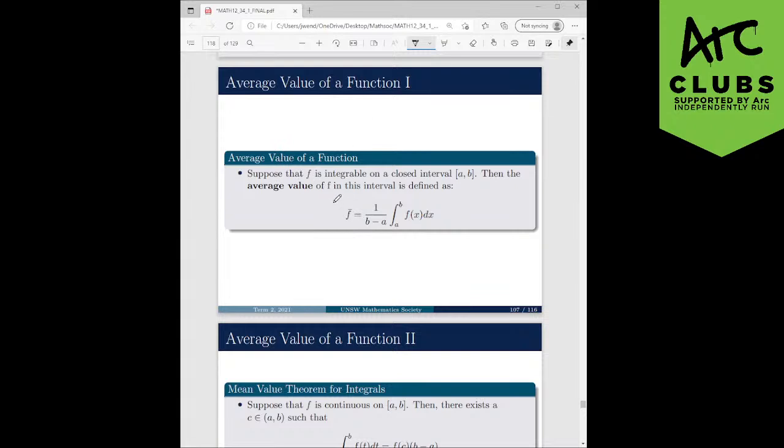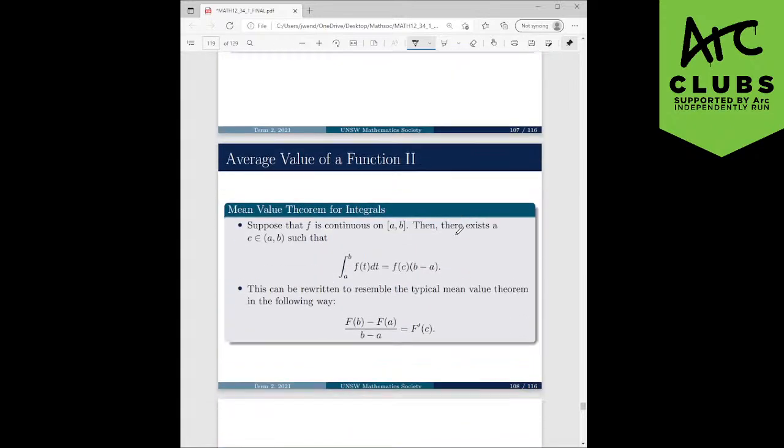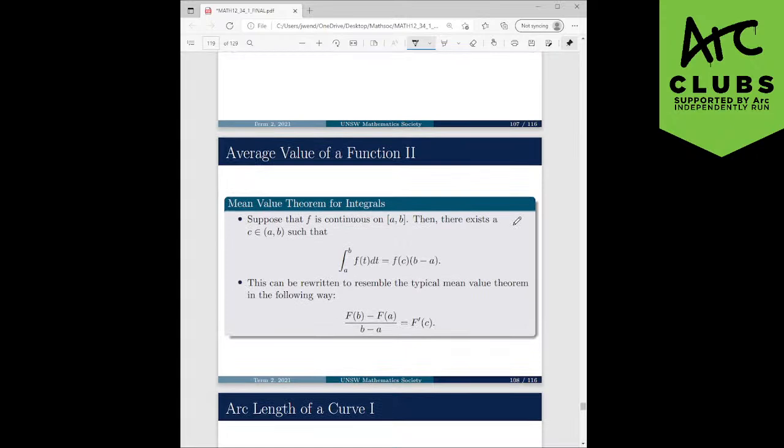We have a formula here. Just go ahead and memorize it. This is just a definition of what the average value of f is. So you have an interval a to b. The average value of f in the interval is just defined by this: 1 over b minus a times the integral from a to b of f of x. Just go ahead. That's a definition. Memorize that. Beautiful mean value theorem.